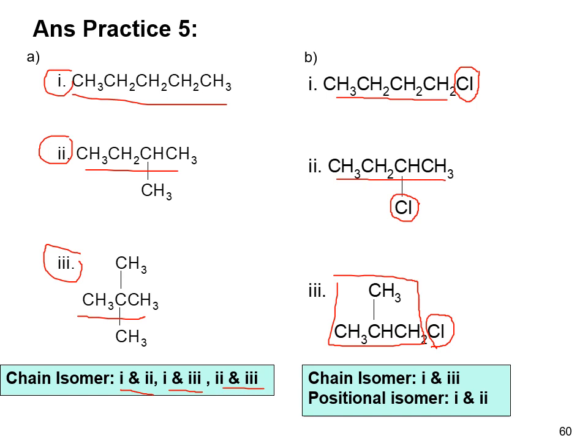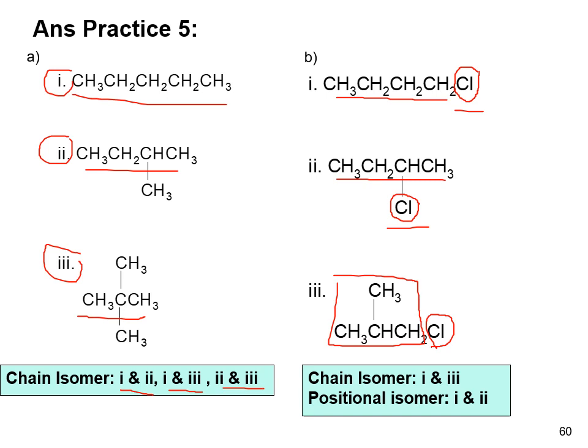Yes, chain isomer is between 1 and 3 because the functional group is still at the same position, but the chain is changed. And then 1 and 2 are positional isomers because the position of the chlorine atom is changed. It is still the same chain, 4 carbon straight line, but the functional group is at position number 1 for structure 1, and the functional group for structure 2 is at carbon 2.